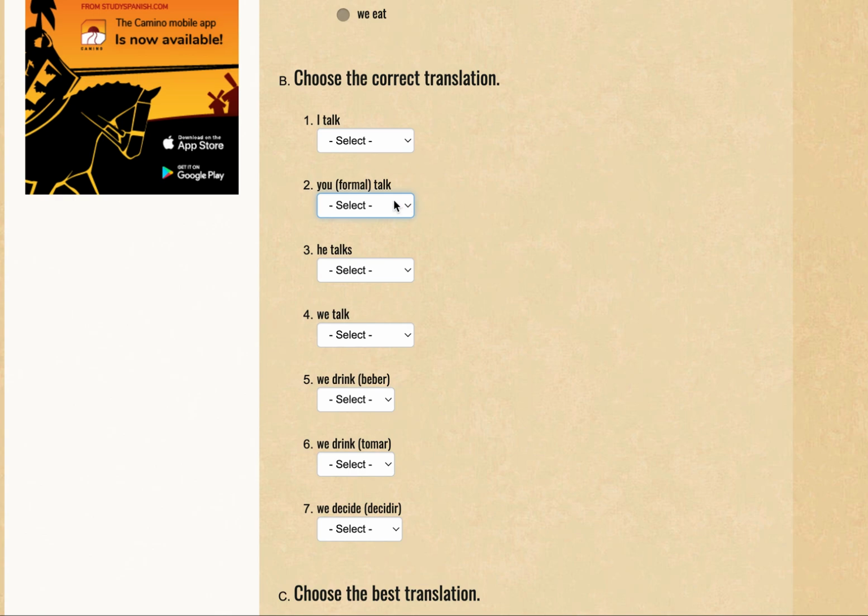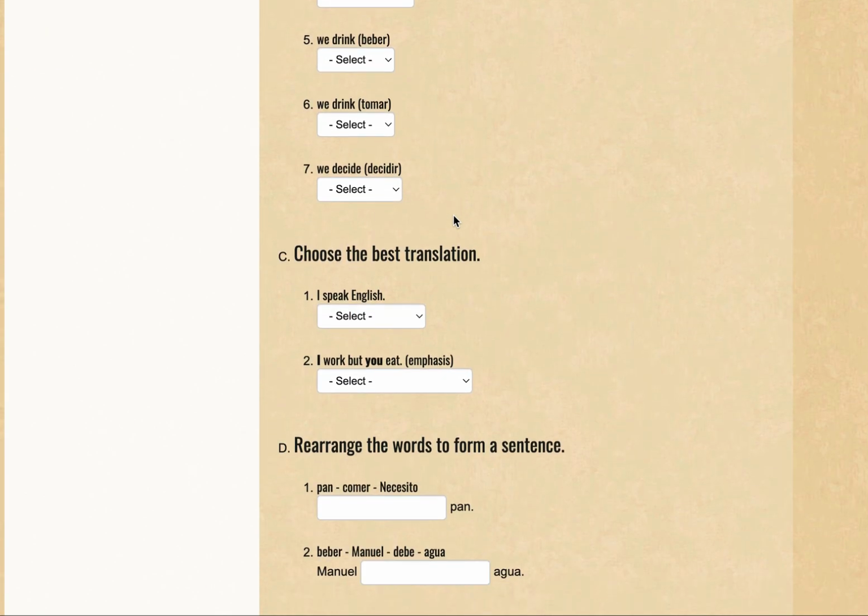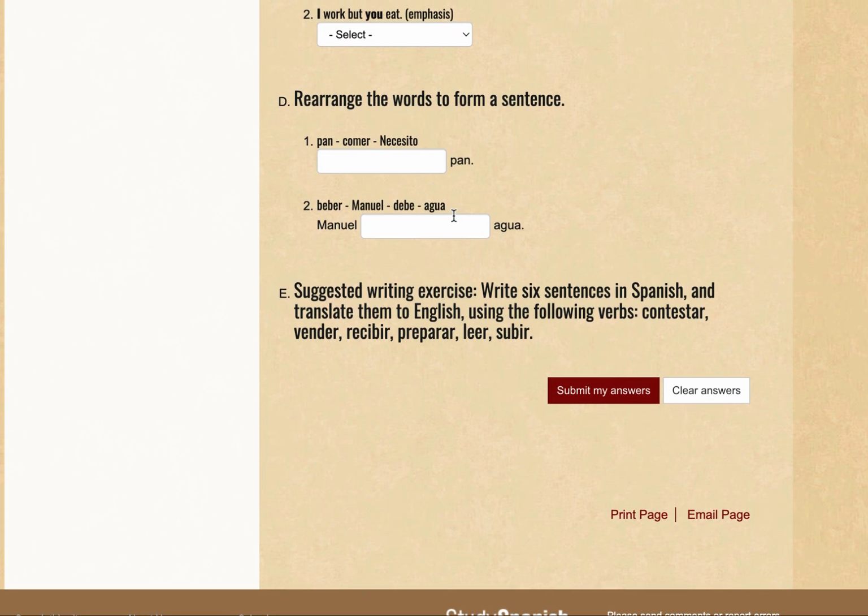So this would basically mean you add an a to the ending of the verb, so it should be conversa. Conversa. Okay, so I think that's one of the mistakes you made.